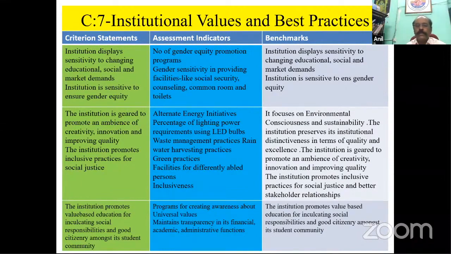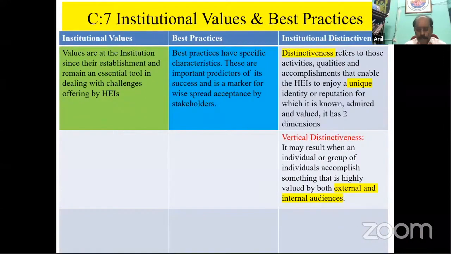I don't know whether the innovation cell is working properly or not in that area. So I recommend that the innovation cell must be working very intensively. You should gear up for innovations and startups also. That is very important. Apart from this best practice, there is a distinctness and uniqueness of the institution.